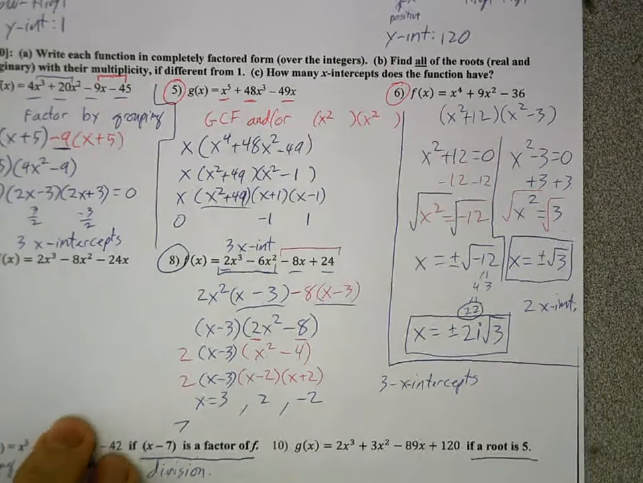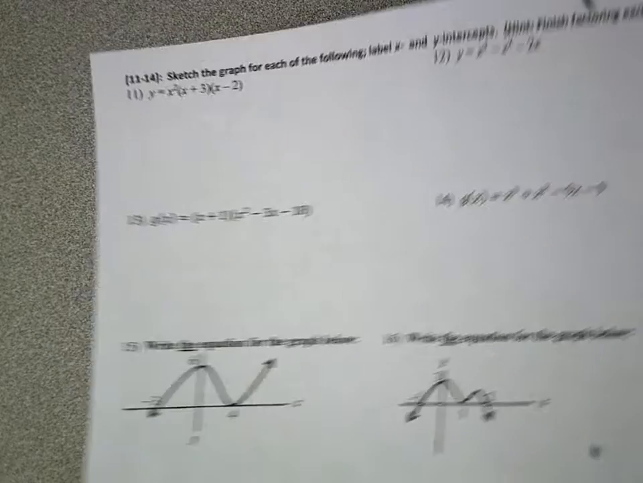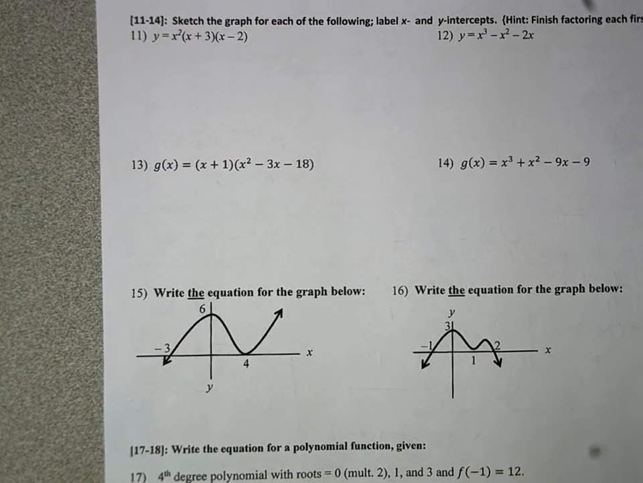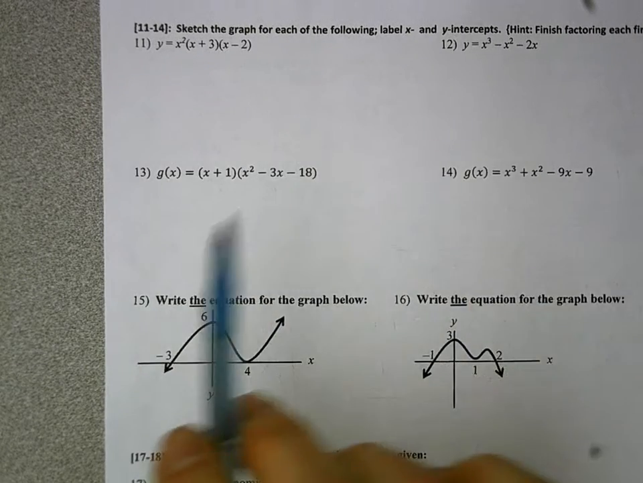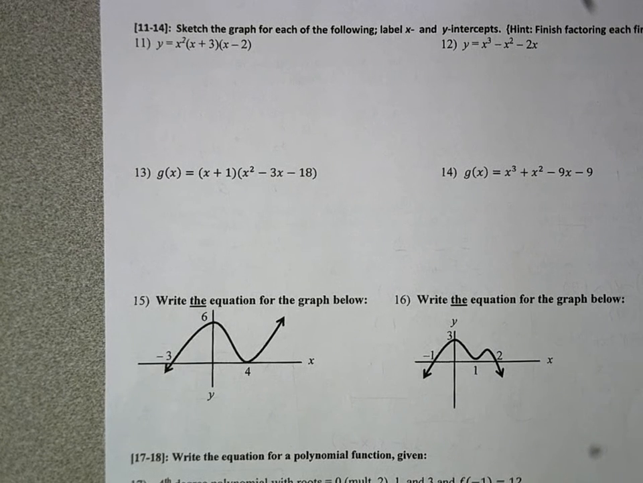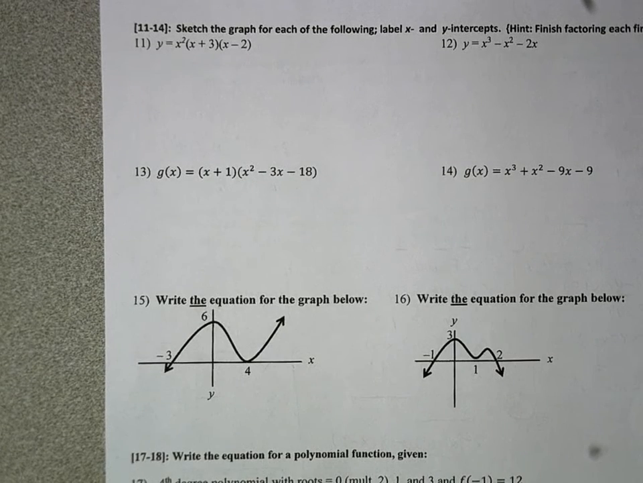All right, let's look then at the back page. Same stuff, except we're going to put everything together into graphing. So 11, 12, 13, 14 all tell you to factor. Actually, they just say sketch the graph, but that requires it to be factored. Number 11 is already factored. I don't have to do anything extra with it. That one's ready to go.